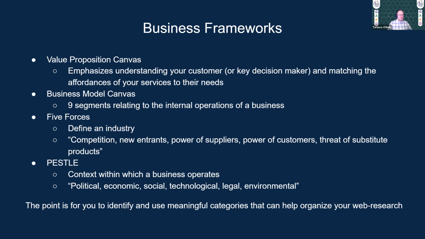The second one is related to the value proposition canvas, and that is the business model canvas. It's still internal to a business, but it's looking at breaking down 9 different segments that every business, and nonprofits as well, need to consider, whether it's key partnerships or how we are going to maintain relationships with our customers.